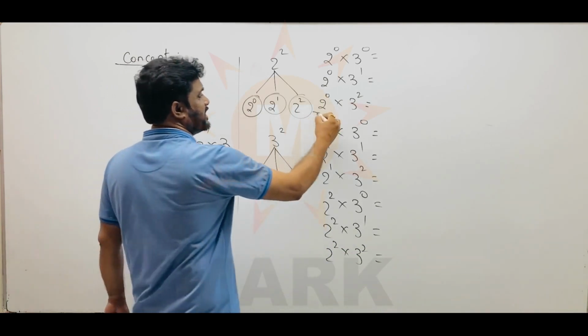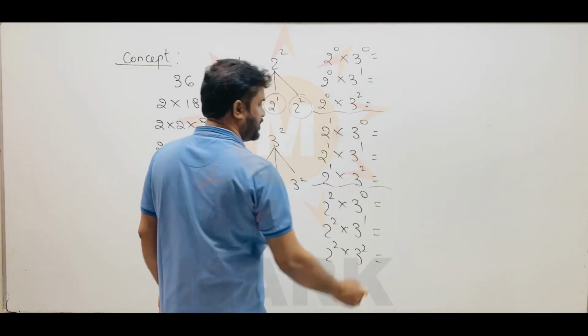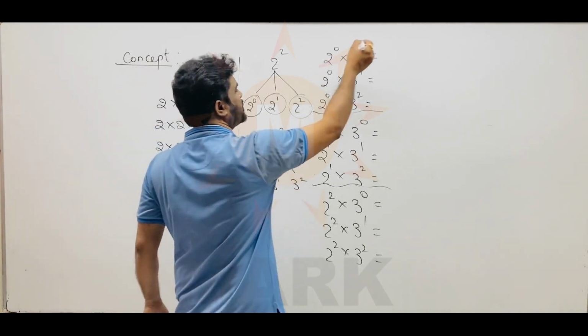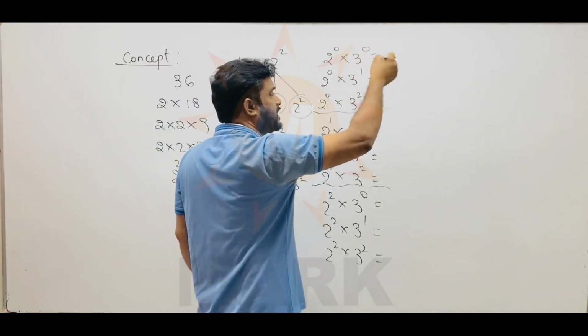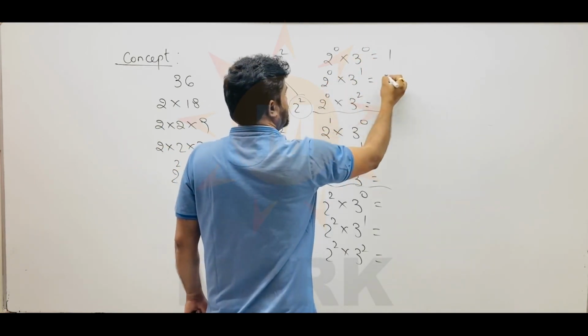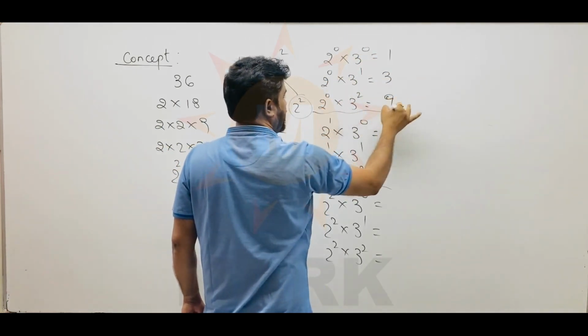So these are the three sets, right? Now we will see the answers we are getting. 2 power 0 into 3 power 0, that is 1. Already we did it, but I will tell you the technique, don't worry. 1 into 1 is equal to 1. 1 into 3 is equal to 3. 1 into 9 is equal to 9.